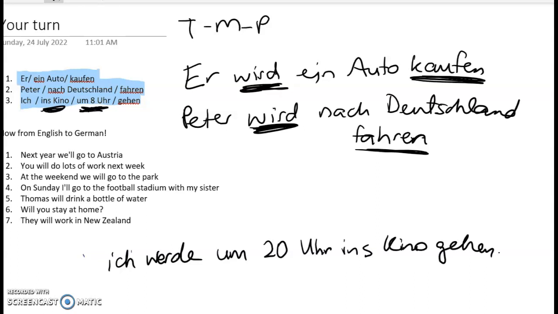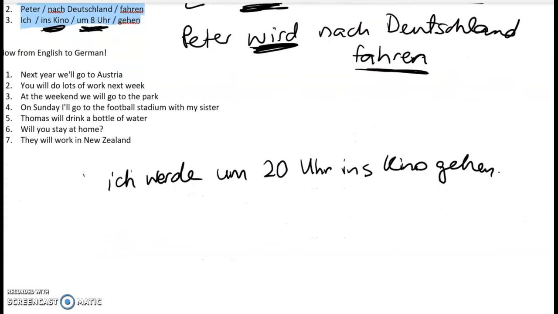Now I'm quickly going to go through these next ones. I'm not expecting all of you to get these perfect because there are some other little grammar points that we're going to have coming up in here. So just let me know how you get on. So next year, we'll go to Austria. So using the future tense.